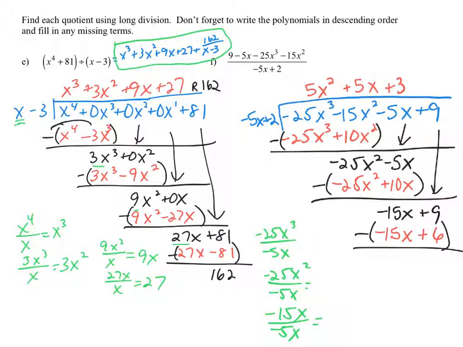Negative 15x minus a negative 15x is 0, and 9 minus 6 is 3. We have a remainder of 3. So we write our final answer as 5x squared plus 5x plus 3 divided by negative 5x plus 2.